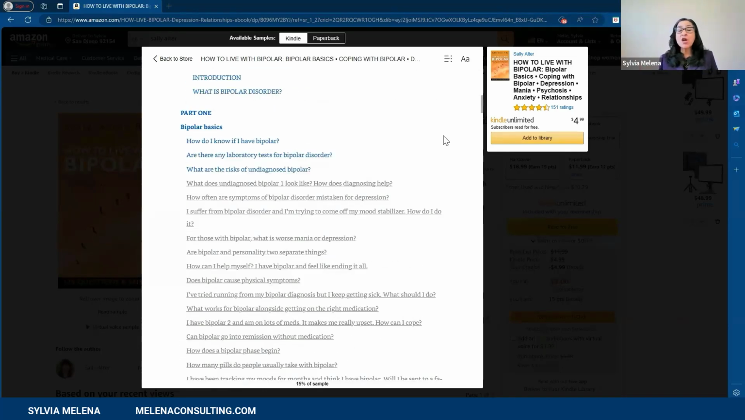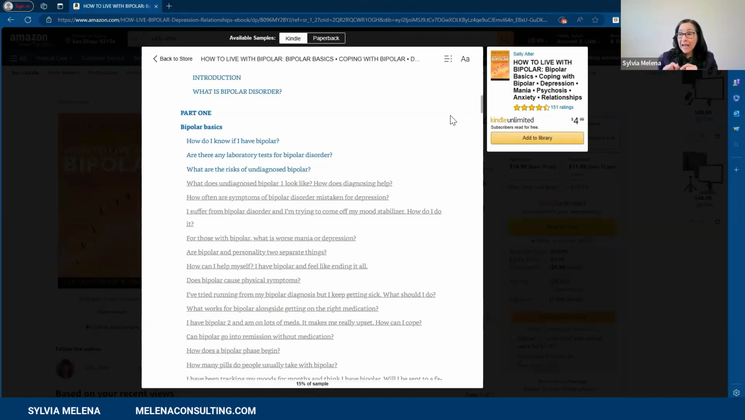And if you've noticed, her chapter titles are simply the question. And you can frame it just like Sally does, putting the question as the chapter title, or the chapter title could be question 1, how do I know I have bipolar? Question 2, are there any laboratory tests for bipolar disorder? That's a fairly easy way to do it. So it's an easy way to structure or organize your overall nonfiction book.